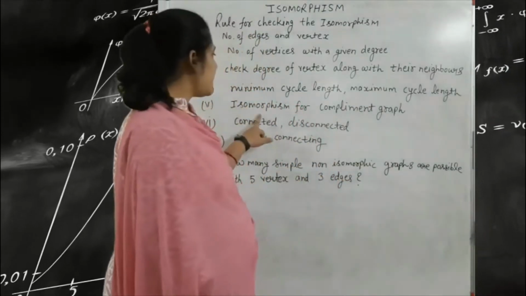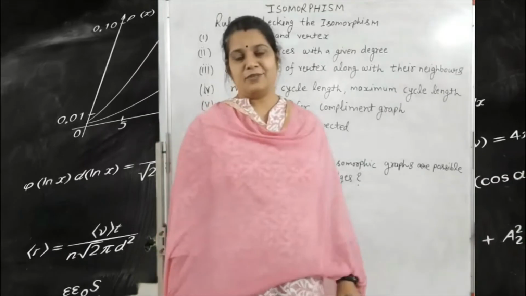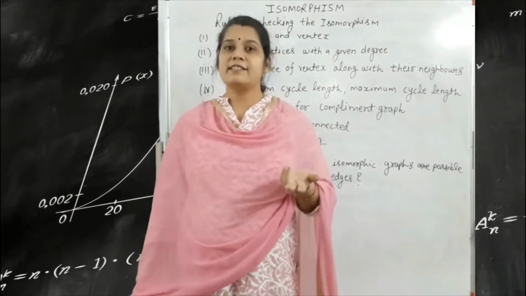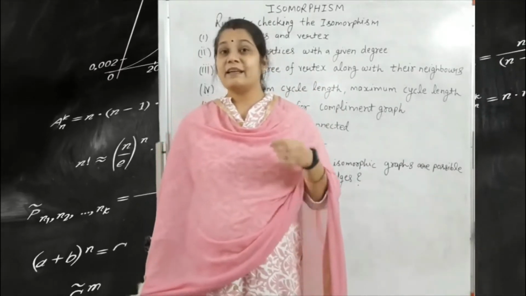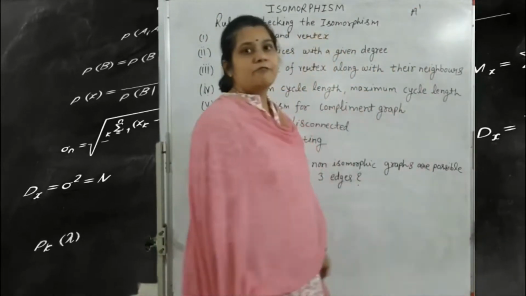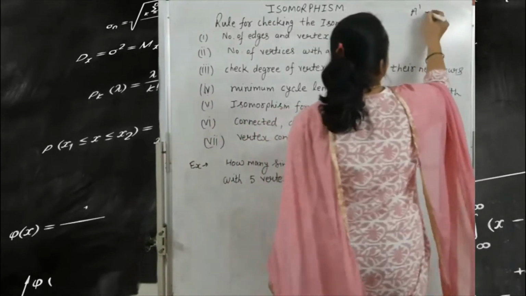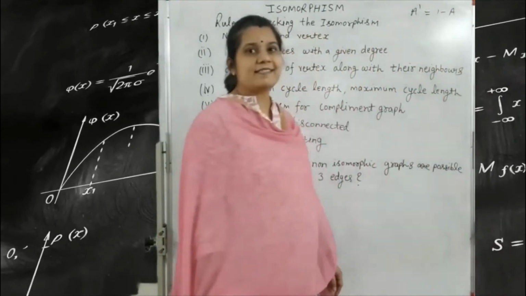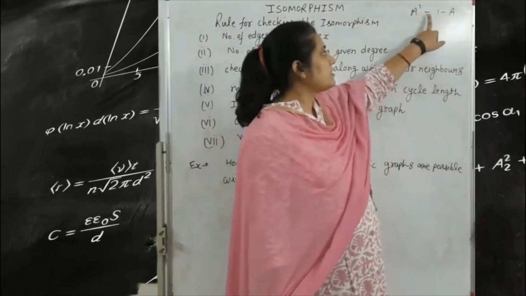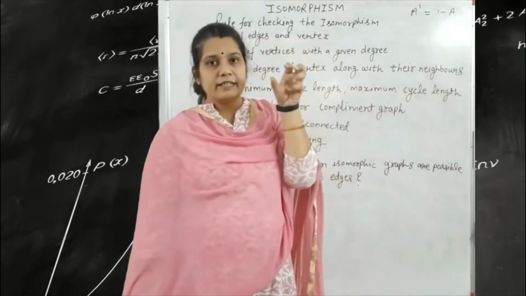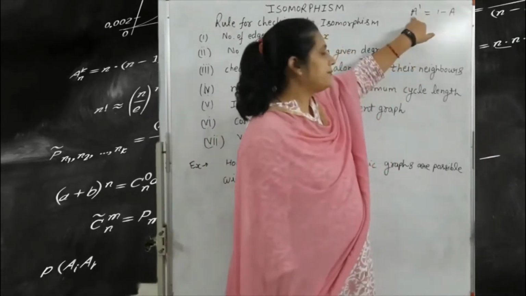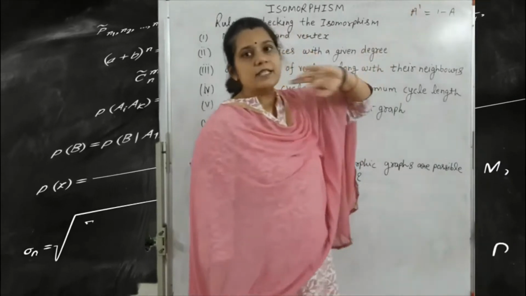Okay. Next one is the isomorphism for complement graph. So complement graph, that means what? The word complement we have already seen in the probability and statistics chapter, in basic probability. If we find the complement of A, A dash, we write 1 minus A. Got it? Because A is a set, for example. So for finding the complement of A, we write A dash is equal to 1 minus A. That means the elements that are present in A are not present in the A dash set.